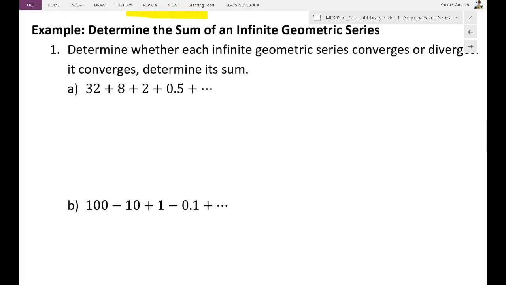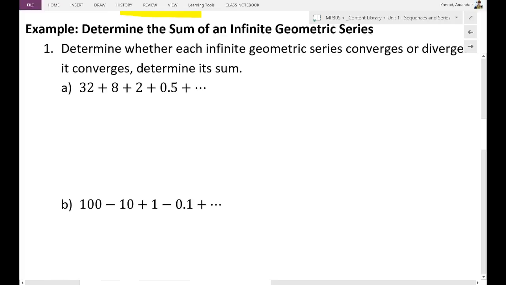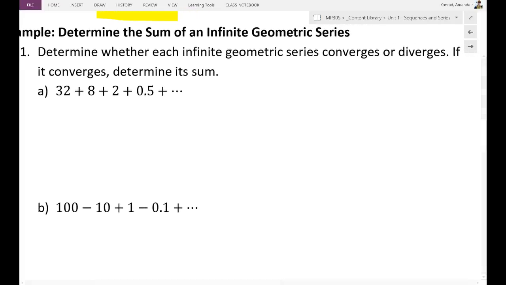We've got example number 1, determine whether each infinite geometric series converges or diverges. If it converges, determine its sum. So the first thing we're having to figure out is, is it actually converging? So we can test it out.